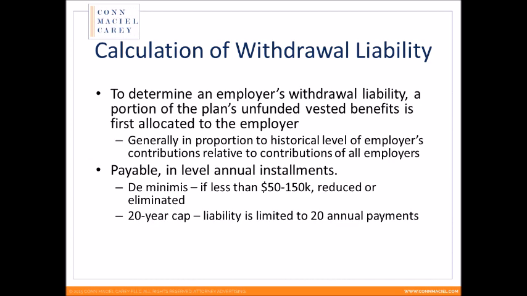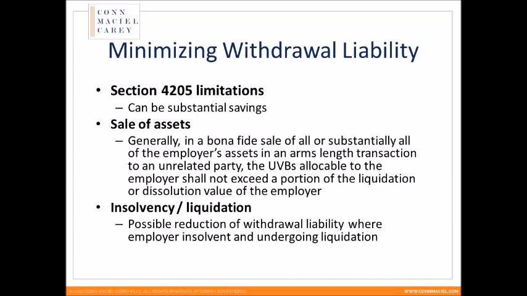In any event, your unfunded vested benefits is generally in proportion to your historical level of contributions relative to everyone else's. And this you guys probably already know, but it shows how scary this whole idea of withdrawal liability is. De minimis amounts are generally between $50,000 and $150,000, where they just say, all right, forget it, it's not even worth it. And that tells you what kind of amounts we're dealing with here. We're generally speaking millions, even for small family-run companies, and it's usually a bet-the-company sort of proposition.